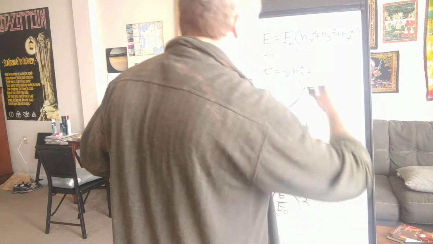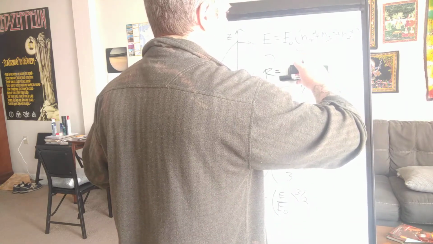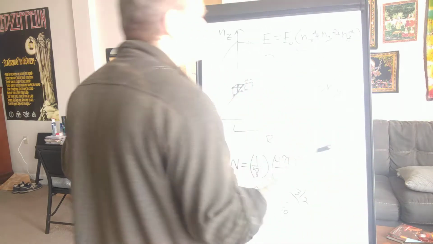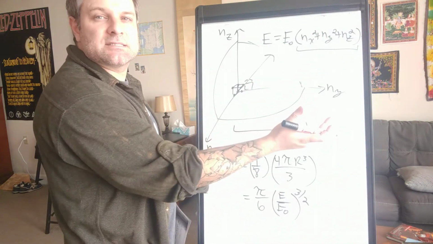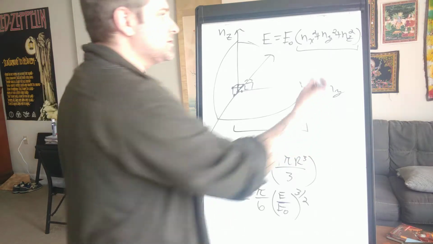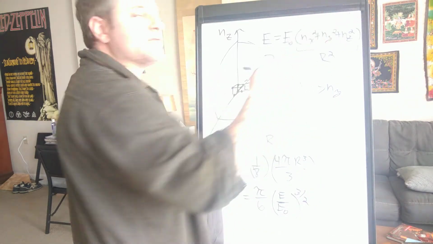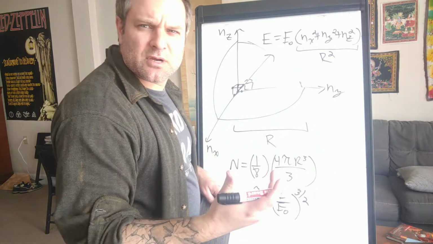I'll write it this way. Oh, no, I'm just writing the same thing again. That's not helpful. This is just Pythagoras' theorem, right? So this is r squared, because r would be the square root of that, right? Just the Pythagorean.